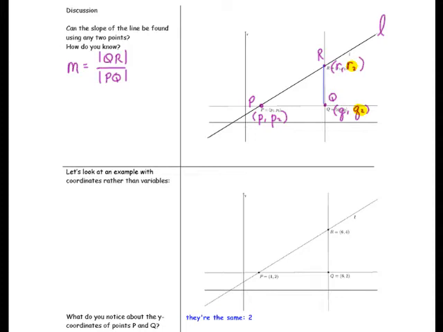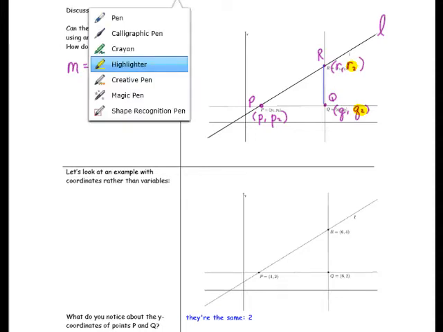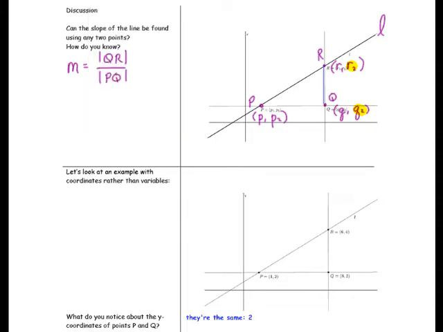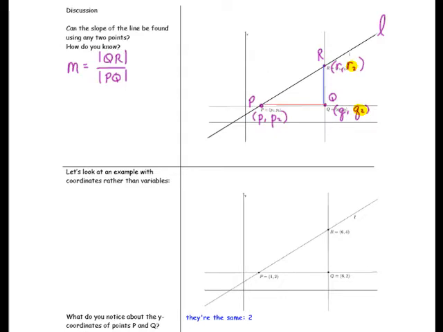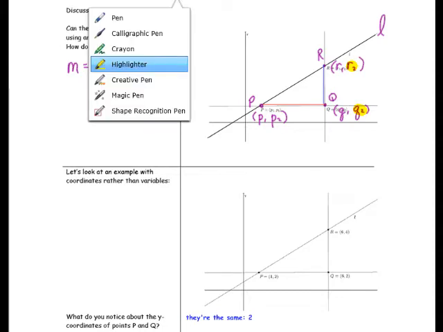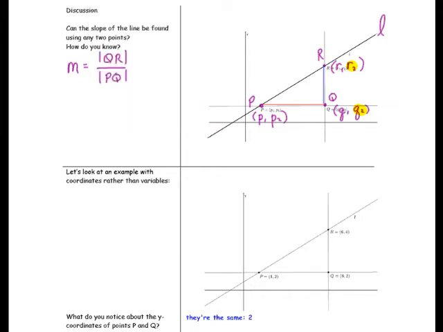Similarly, we can find the length of segment PQ. Segment PQ will be the red distance. And we find the distance of PQ by finding the difference of the x coordinates. Let's use a different highlighter for that. This will be the difference of the x coordinates.